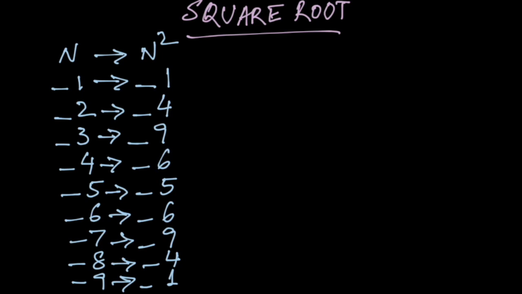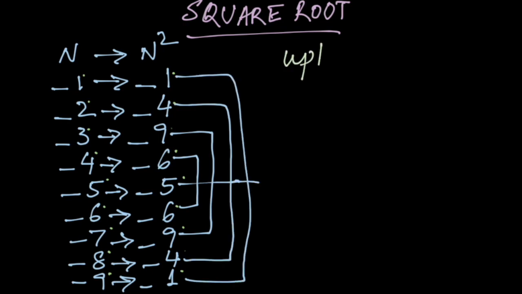So for a number that ends in 1, the square will also end in 1. For a number that ends in 2, its square will end in 4. Number that ends in 3, its square will end in 9. Number that ends with 4, its square will end with 6. Number that ends with 5, its square will end with 5. The number that ends with 6, its square will end with 6. A number that ends with 7, its square will end with 9. The number that ends with 8, its square will end with 4. And the number that ends with 9, its square will end with 1.